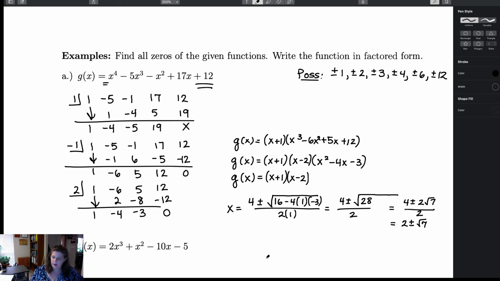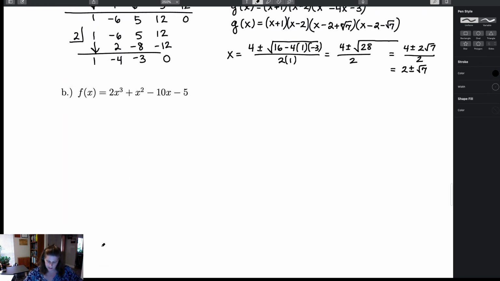All right, so now if we're going through and finding all of the factors in factored form, g of x is equal to, actually we just started it, so we'll write it up there. G of x is equal to x plus 1 times x minus 2, and we have x minus 2 plus the square root of 7, and x minus 2 minus the square root of 7. And those are all our factors. All right, let's try that one twice more, actually.